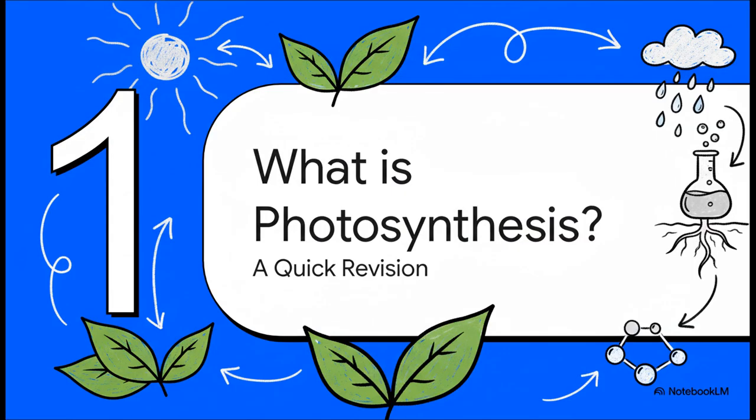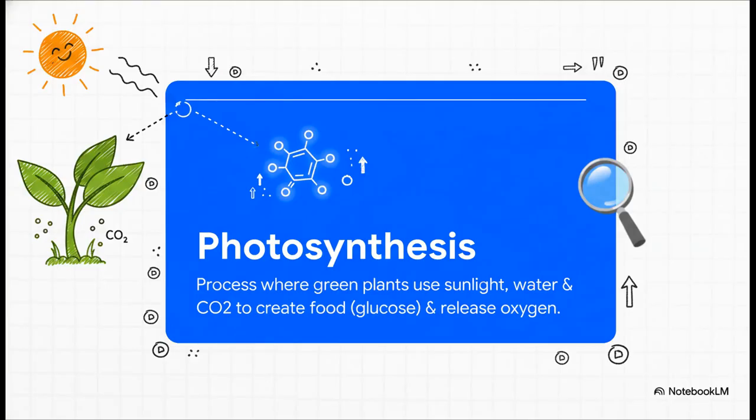Now, before we get into the new details, it's always a good idea to refresh what we already know. So let's begin with a quick revision of the basics of photosynthesis, which you have studied in your earlier classes. Now, here is the basic definition, but what is the most important idea to remember from this? It is that photosynthesis is all about converting energy. Plants are amazing chemists. They take light energy from the sun and they convert it into chemical energy, which they store in the food they make.